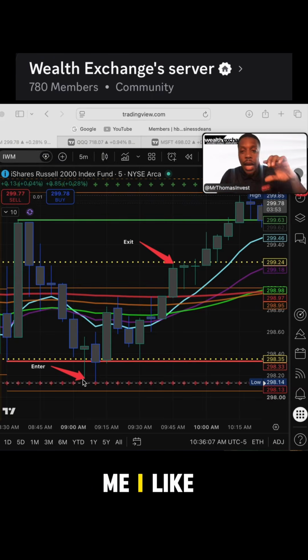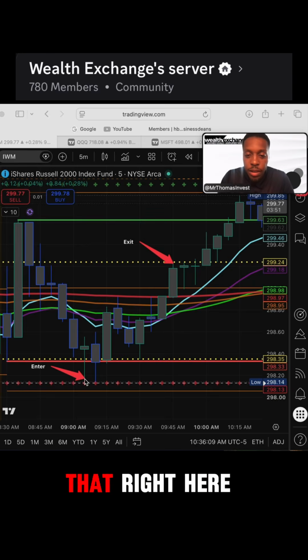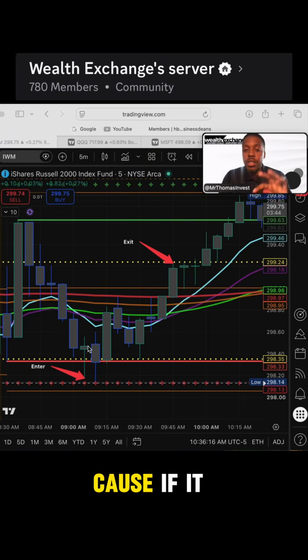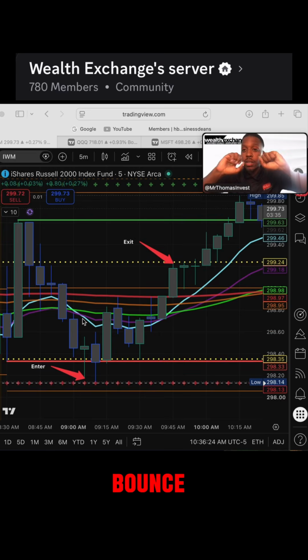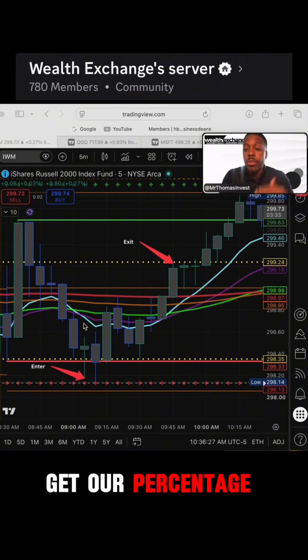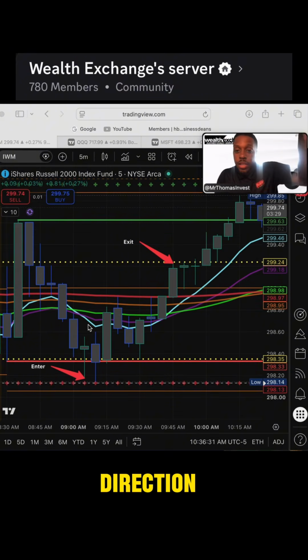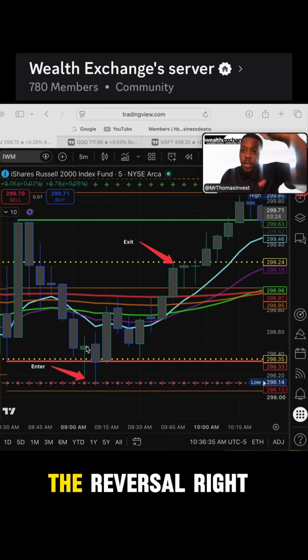And so for me, I like to have enough space. So you see that right here and right here. There was a lot of space between this, where we caught it at, and the 9 EMA. Because if it is a put, we're catching the bounce or pullback, and we can get our percentage and we can get our money along the way. And if it continues in our direction, basically we caught the bottom of the reversal.